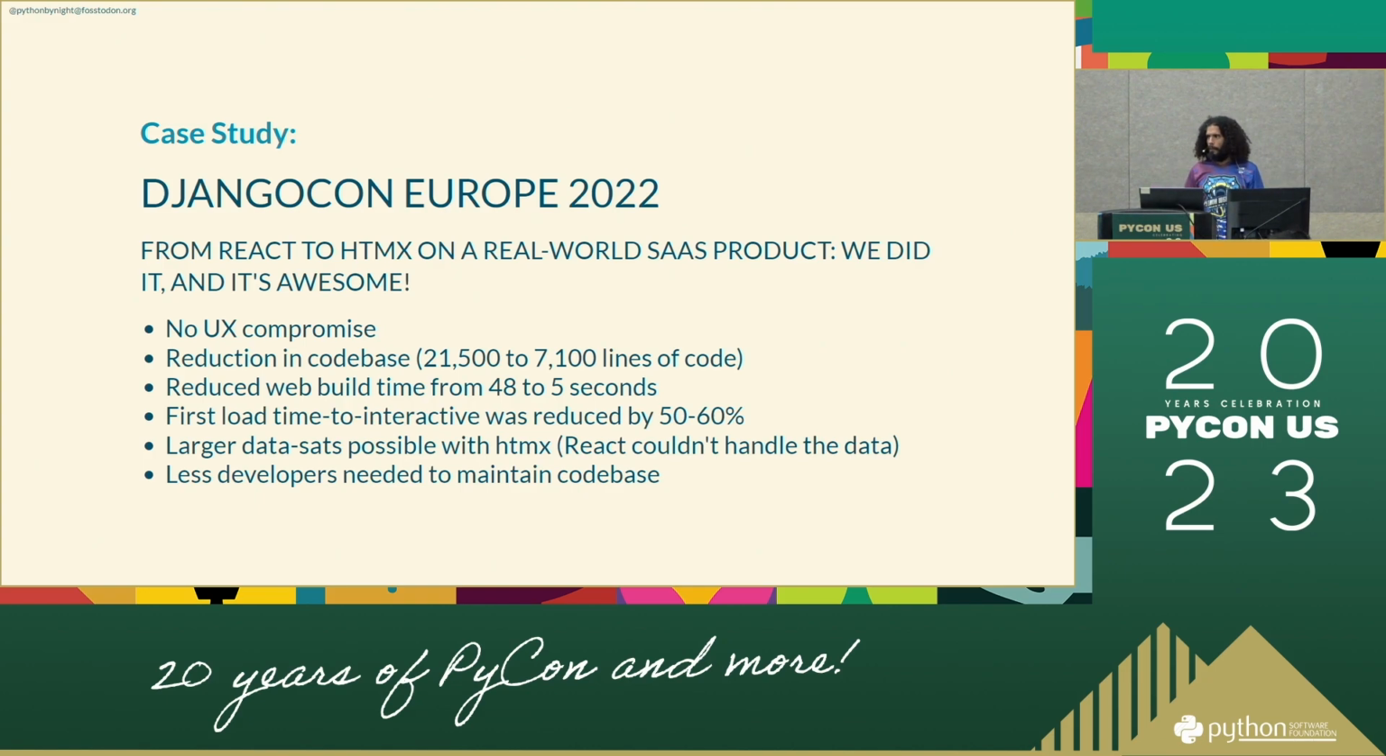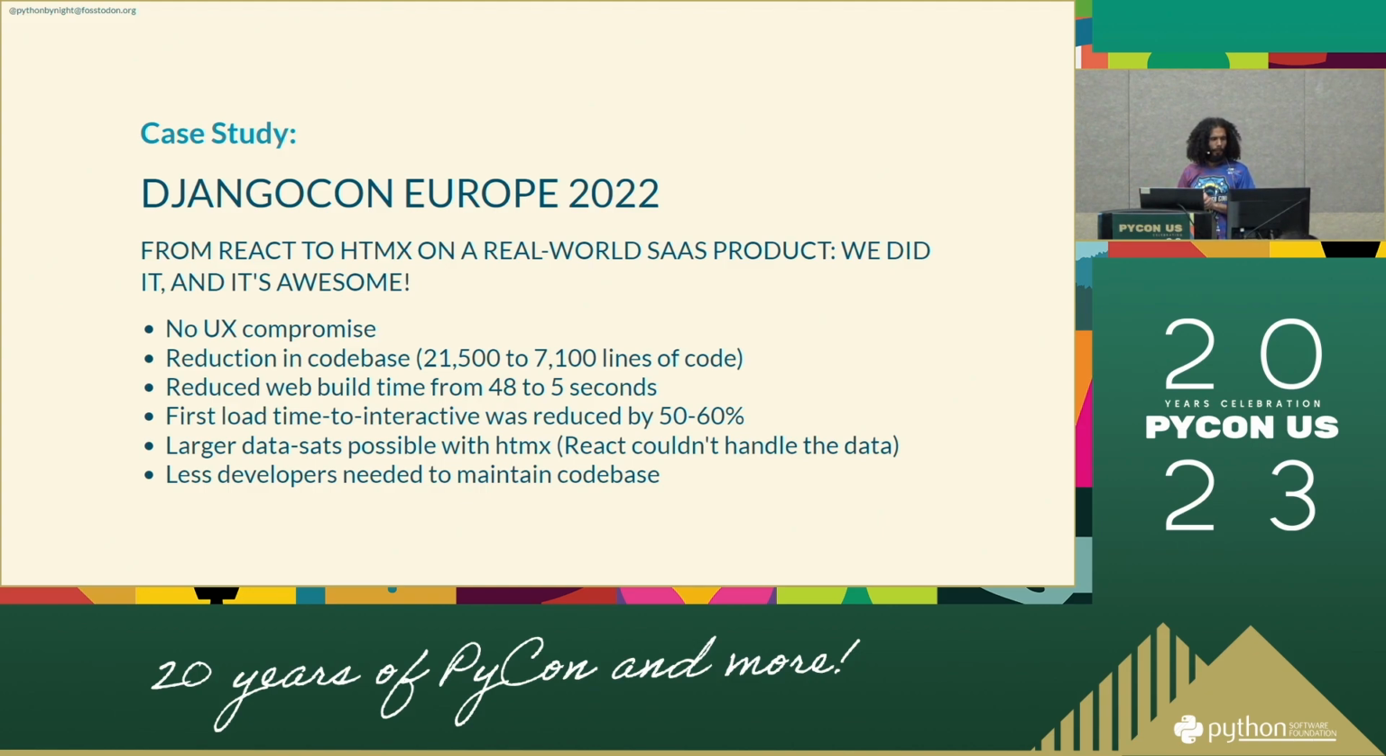The YouTube video's not even all that long, but I want to highlight some of these things. I think their team was a team of 4 developers, 1 JavaScript developer, 3 Python developers. They work in Django. They actually went from having a fully functional React website to an HTMX and Django only product, or mostly. They made no UX compromises, so they kept all the UI that the users were used to. They reduced their code base from 21,500 lines of code to 7,100 lines of code. That is a drastic reduction in lines of code, period.